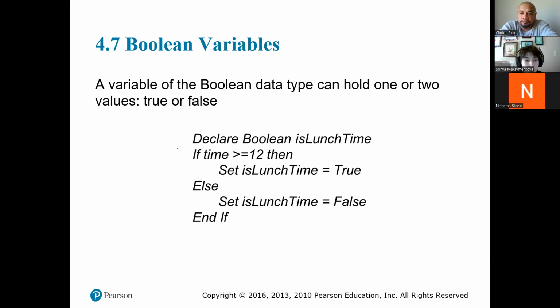Boolean variables. You can create Boolean variables, and those variables can only hold two values, either true or false. As you can see here, we declare a Boolean variable called isLunchtime, and we check if time is greater than 12, then set lunchtime to true. If the time is less than 12, we set lunchtime to false. So it's very simple. It just holds two values, true or false.